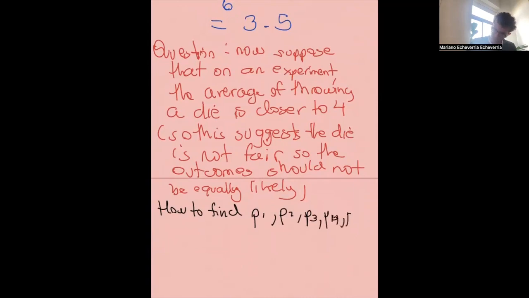Is the question making sense? I'm just trying to make sure that the question is reasonable. I'm asking, what should be the probabilities that give you this average value for the die?